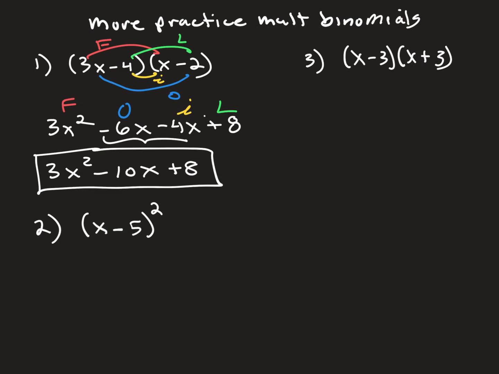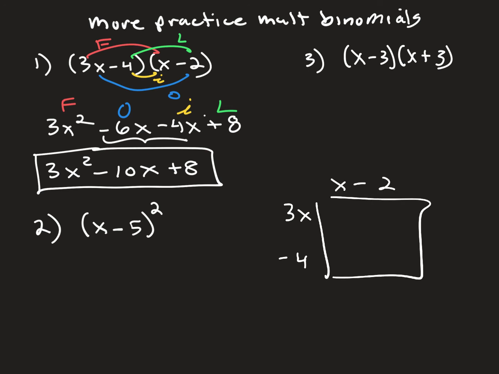Let's look at if we go back to number 1, we could have done it using generic rectangles, right? And then build, and then we're going to multiply 3x times both of these. That gives me 3x squared minus 6x. Then I'm going to multiply negative 4 times both of those. And that gives me negative 4x and a positive 8. Combine like terms.